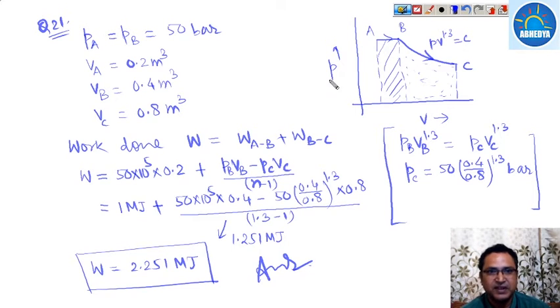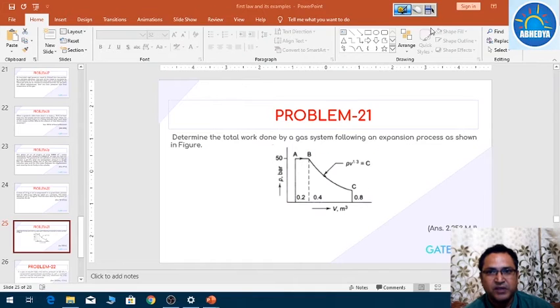This much amount of the work has been done. Okay, so the question was how much work has been done. So 2.251 megajoule, this much amount of the work has been done from A to C through A to B and B to C. Now do some more problems.